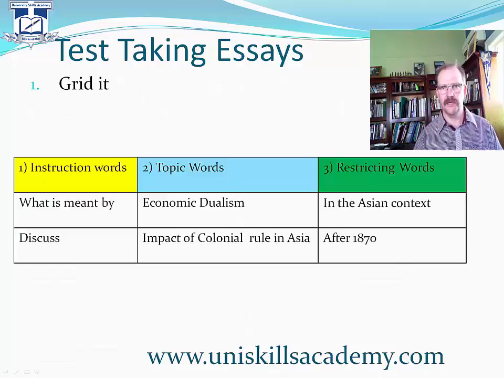So this is an example where there's not much point in answering this question with anything other than the most cursory reference to anything pre-1870. For example, let's just look at the question first. What is meant by economic dualism in the Asian context? Discuss the impact of colonial rule in Asia after 1870. There's not much point mentioning anything pre-1870. For example, it may be something like after the Indian famines of the 1860s, an application of the new Victorian policy was rolled out across Burma, India, Siam, Southeast China. And this took effect in the following ways.